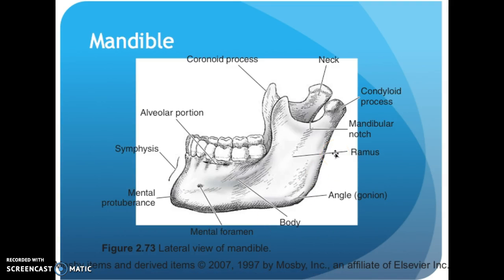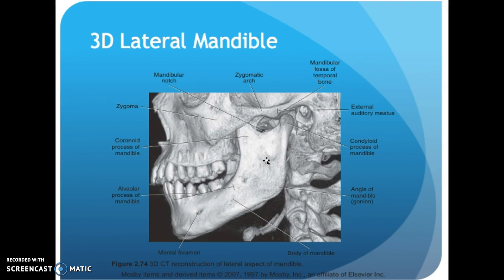So when we're looking at the mandible: coronoid process, you have your mandibular notch with your neck and your condyloid process, your ramus, your gonion, your body, your mental foramen, a little opening there, mental protuberance, your symphysis, and your vellar process of your mandible.